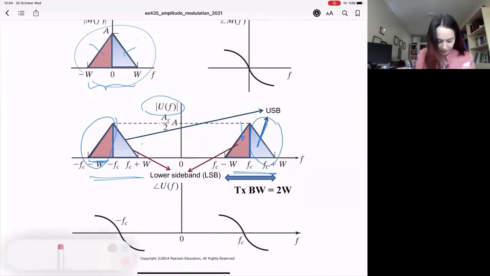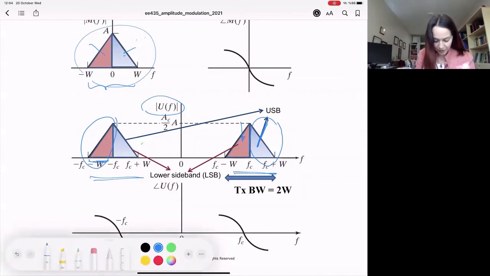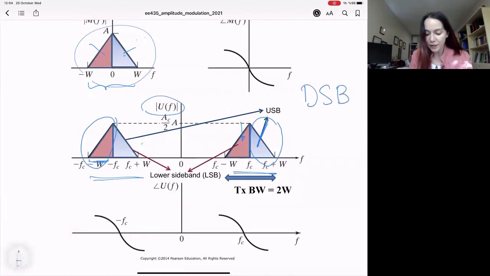Double sideband stands for transmitting both the upper sideband, which is outside of fc and negative fc, and the lower sideband, which is the region between negative fc and fc, together. So we are essentially repeating information when we transmit this signal u of t. So we're using essentially more bandwidth than we need.